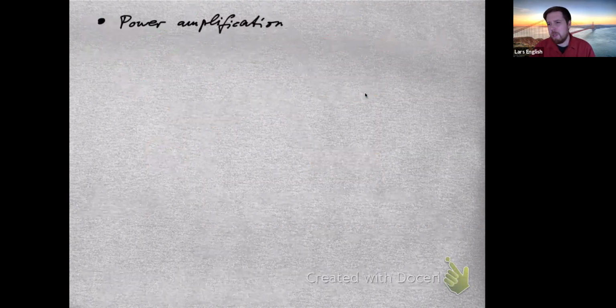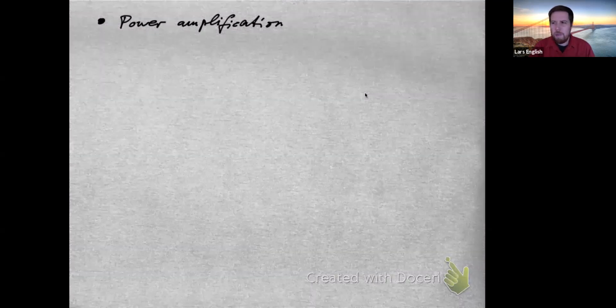So there's a possibility of power amplification right there. It's not a passive element. This is what people in electronics would call an active element. Power is not conserved. Here, we can actually get more power out than what was coming in.